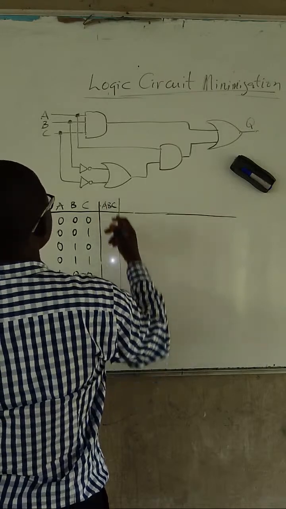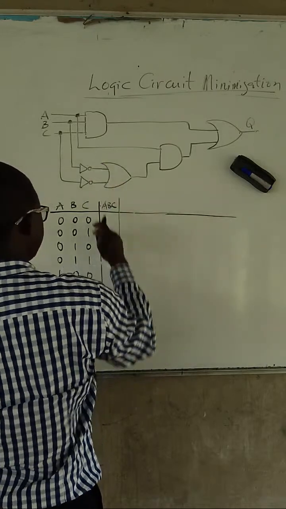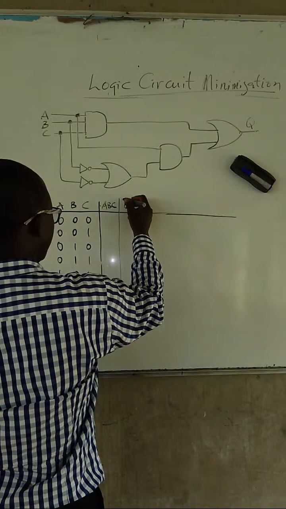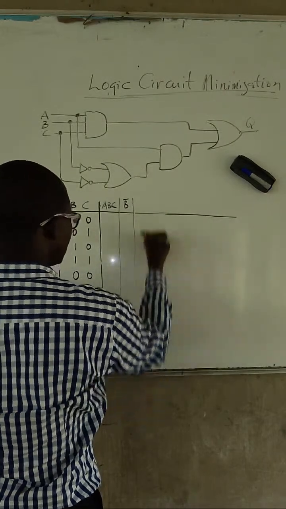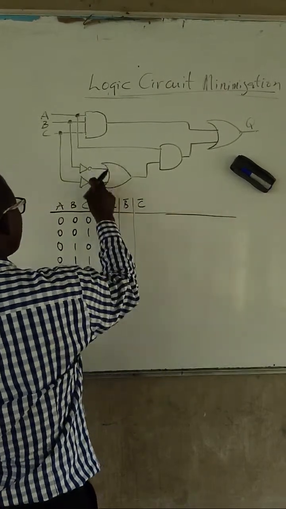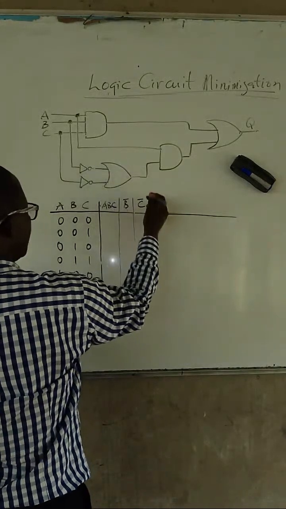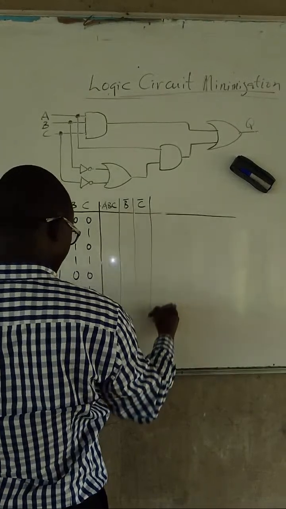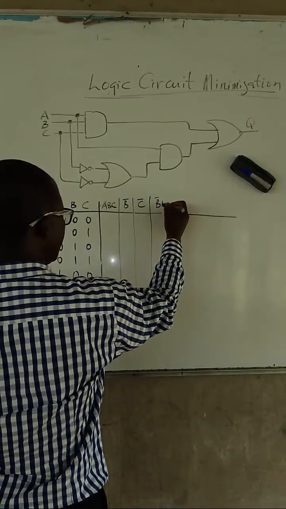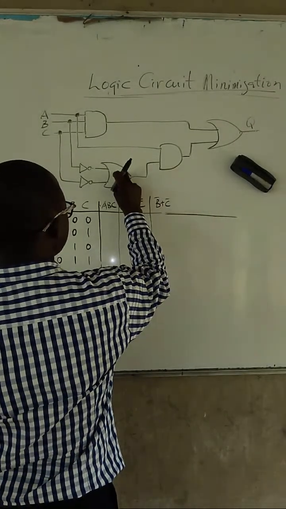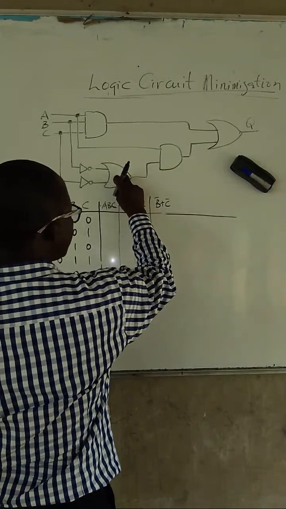And the second one will be B bar and C bar. B bar, the third one will be C bar. These two will serve as input to this gate. B bar plus C bar. That is what we are going to have at the output of these gates.